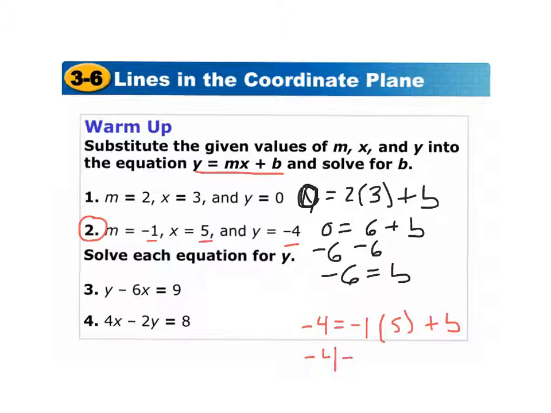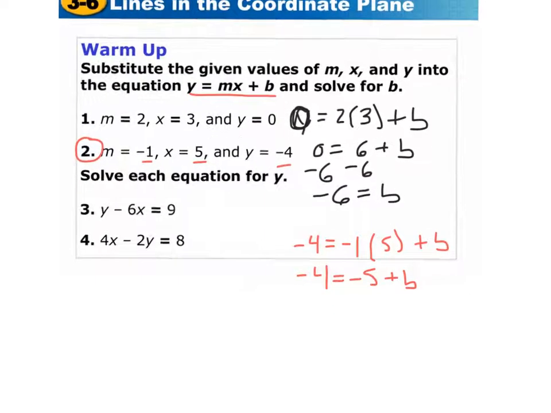So we have negative 4 is equal to negative 5 plus b. How do we solve for b? We already have a minus 5, so we need to add 5. We add 5 to both sides, and we get 1 is equal to b.